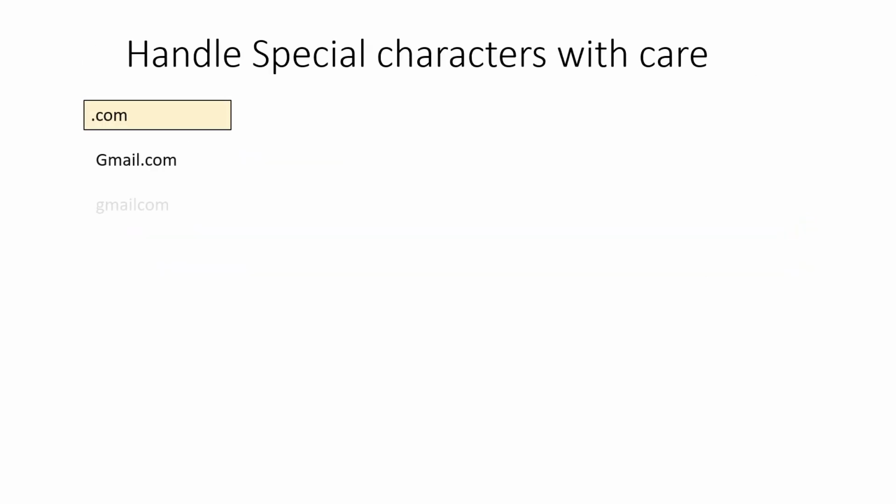One more thing, you should know how to handle special characters with tender love and care. For example, if you are searching for .com, it will match all these three sentences. Do you know why? Because the dot is a special character. It can match anything, including the dot itself.